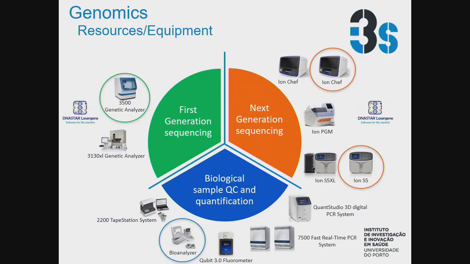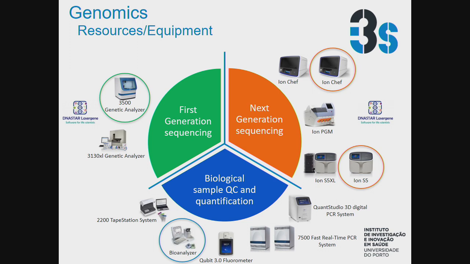Our platform is divided in three main areas. We have first generation sequencing, where we have our capillary sequencers. We have next generation sequencing, with Ion Torrent technology, and also biological sample quality control and quantification, where we have a lot of equipment: TapeStation, Bioanalyzer, Qubit, real-time PCR equipment, and also QuantStudio for digital PCR. We also have software resources, DNA Star from Lasergene, which is a very robust tool for genomics analysis, structural biology, and molecular biology.